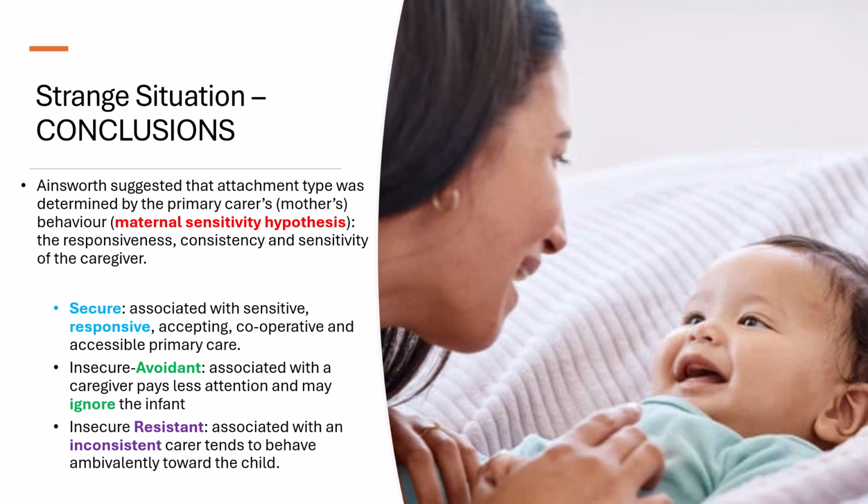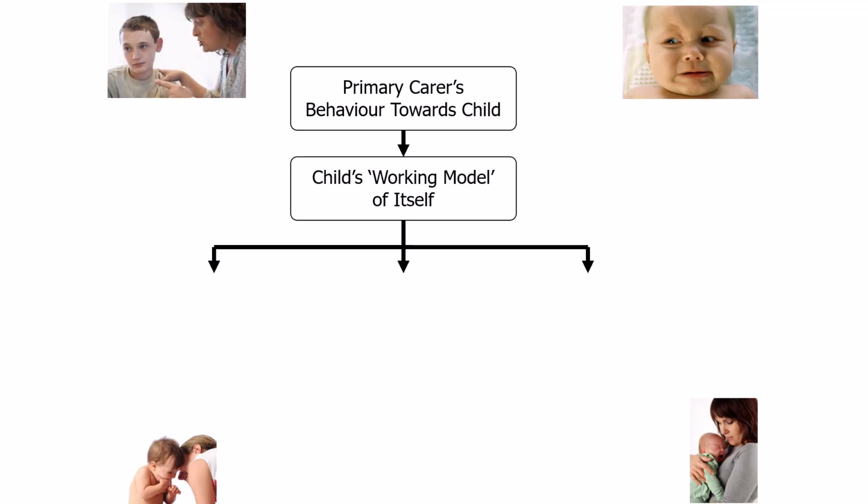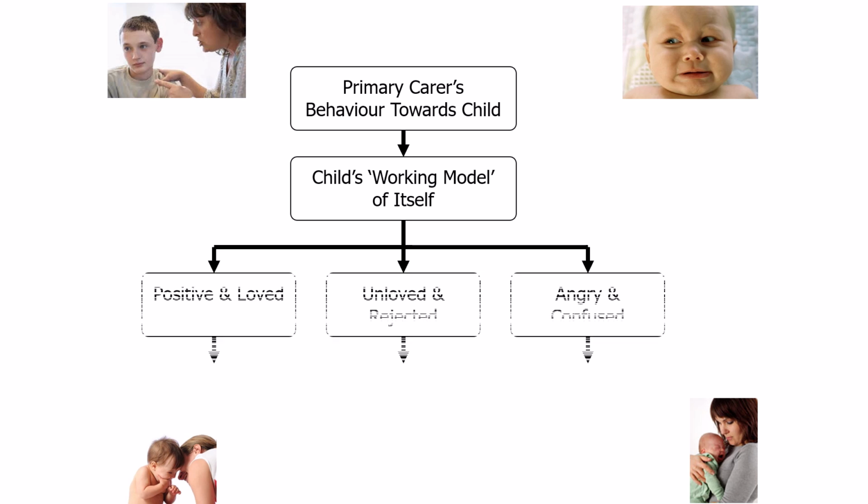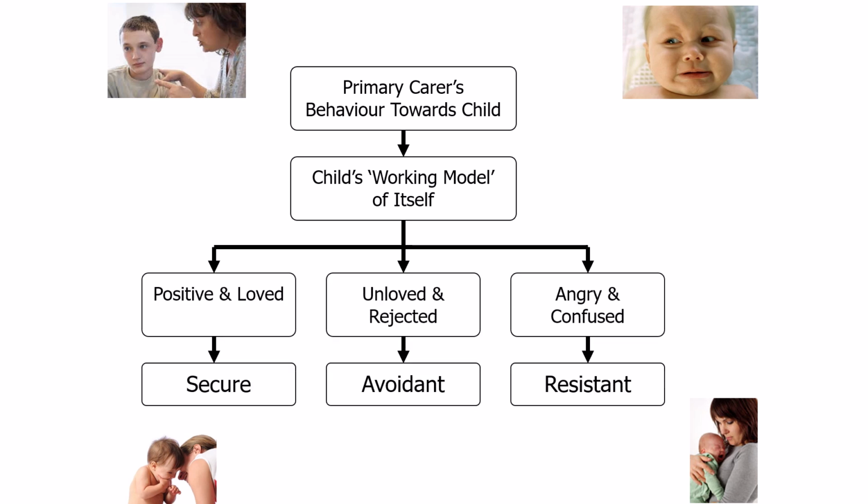The secure child feels very responded to, the avoidant child feels ignored, and the resistant child has an inconsistent response, and therefore they don't feel confident in the quality of the response they'll receive. This ties to Bowlby's internal working model, because the idea is that the child develops an internal working model based on how they are parented. If it's positive and loving, they'll be secure. If it's rejecting, they'll be avoidant. And if it's confused, they'll be resistant.